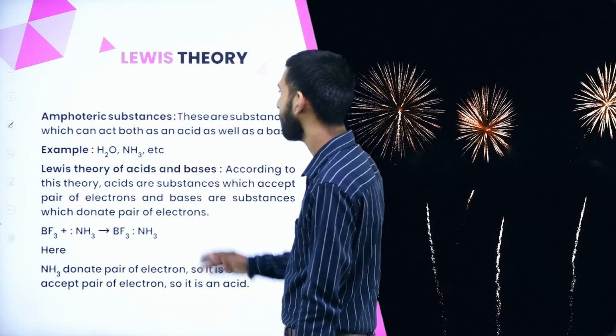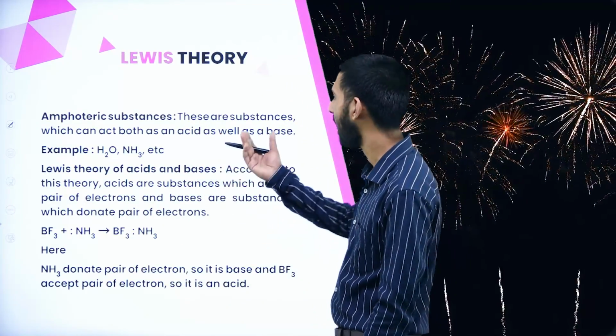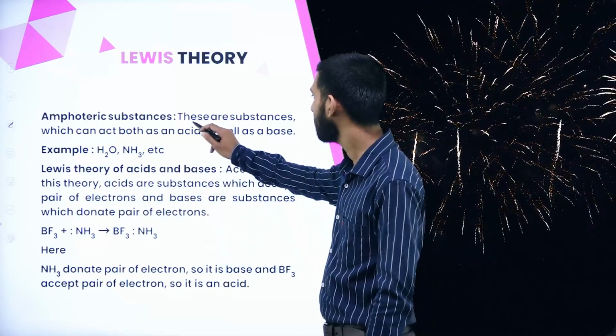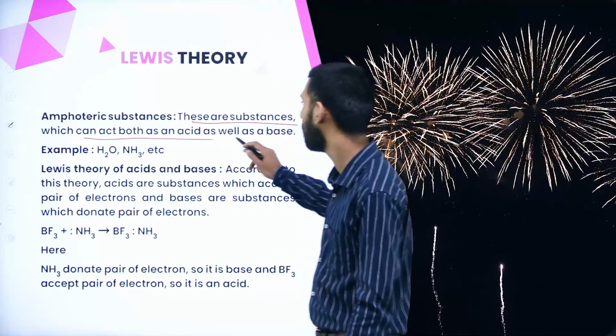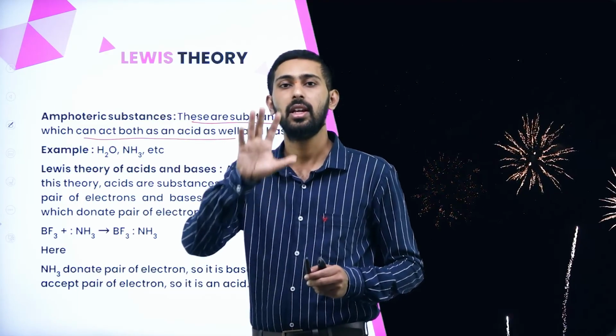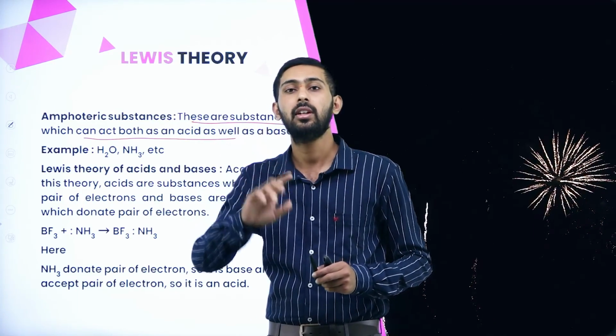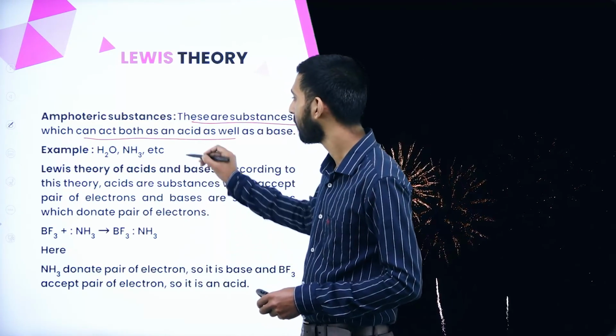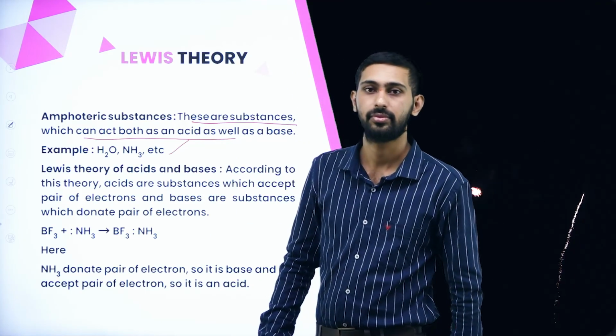Okay, next thing is amphoteric substances. What do you mean by amphoteric substances? These are the substances which act as both acids and bases. Then it is considered an amphoteric substance. Examples are H2O and ammonia.